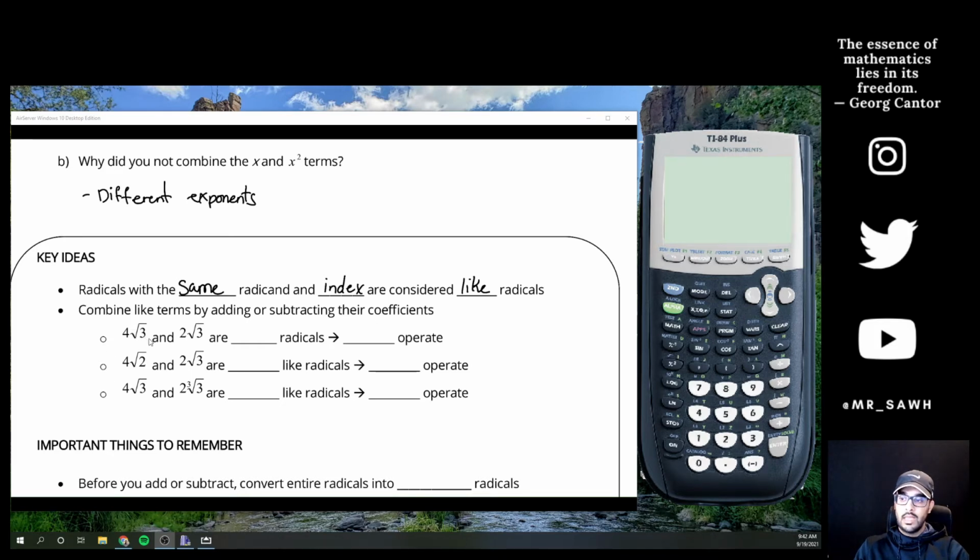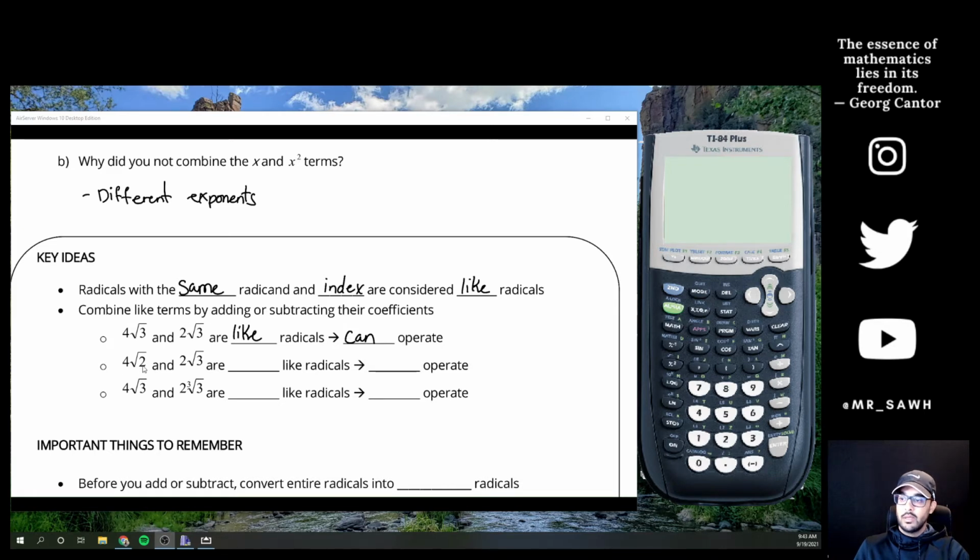4 root 3 and 2 root 3 are like radicals, right? The index for both of them is 2, they're square roots. The radicands are 3, that's the same number under that root sign. These ones, we can operate with them. They do operate. You can add them together, you can subtract them. Okay, those are our operations.